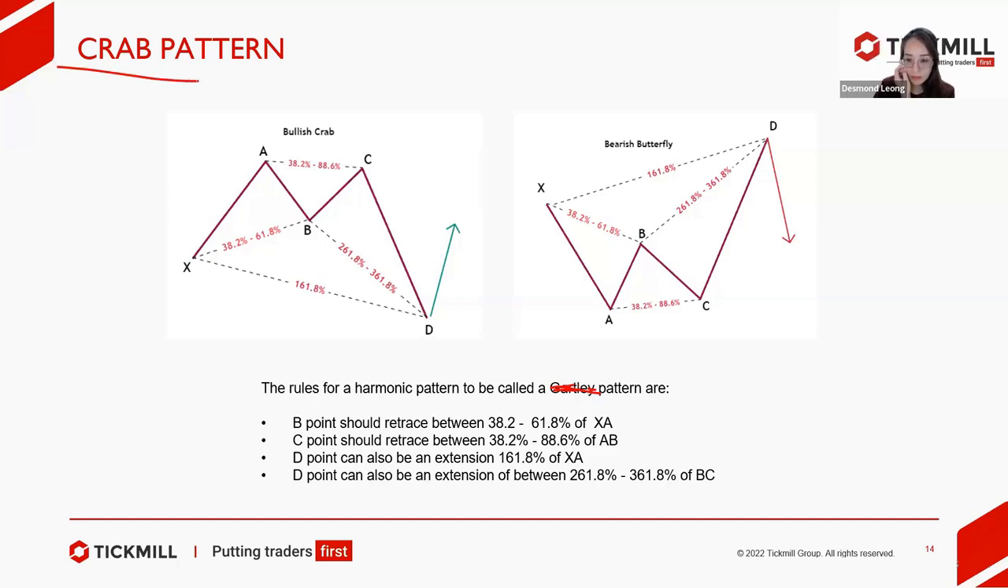For the crab pattern, B has to retrace between 38.2 to 61.8% of XA. So you draw a Fibo from X to A, and then you get a B point over here. The C point should retrace between 38.2 to 88.6% of AB, and then you get the C point. And the D point could be an extension of 161.8% of XA, or you can use the BC extension. You can get these two numbers.